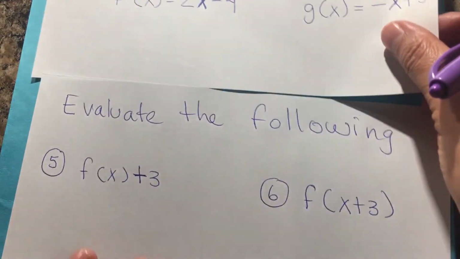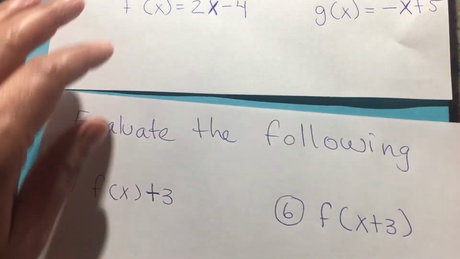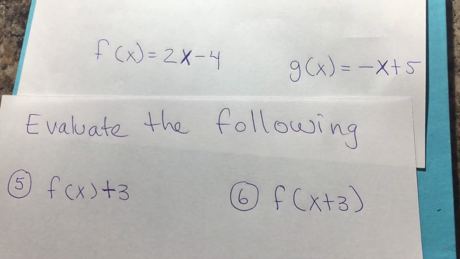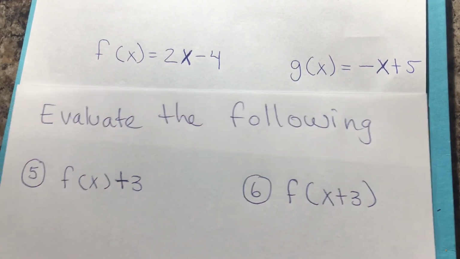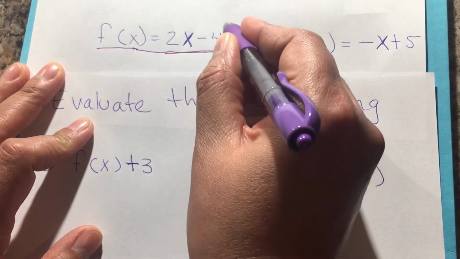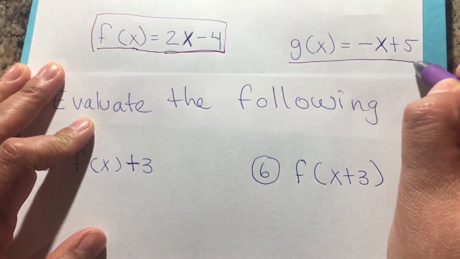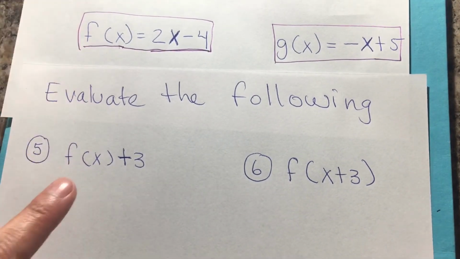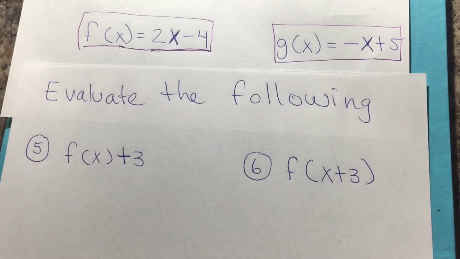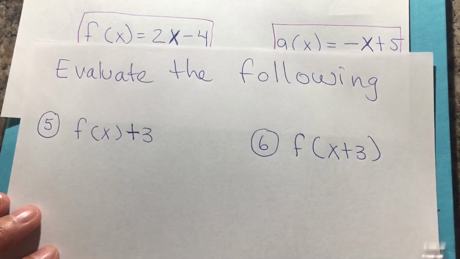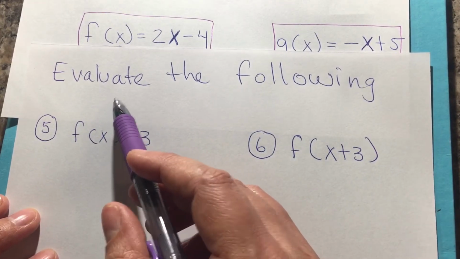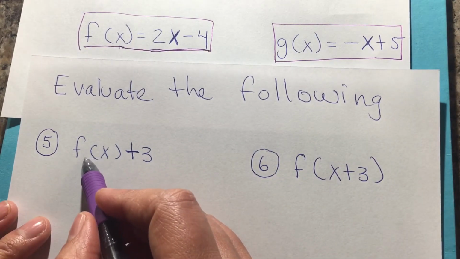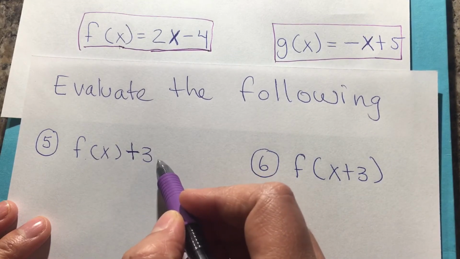Okay, I hope that wasn't too repetitive. We're going to be using these 2 functions now, and this is actually what you're going to be doing in your homework. You have 2 functions in here. You have f of x and you have g of x. Okay, those are the 2 functions that we're going to be using, and I think I'm going to be folding it so that we can see them all the time. So it says evaluate the following. Right here for number 5, we have f of x plus 3.